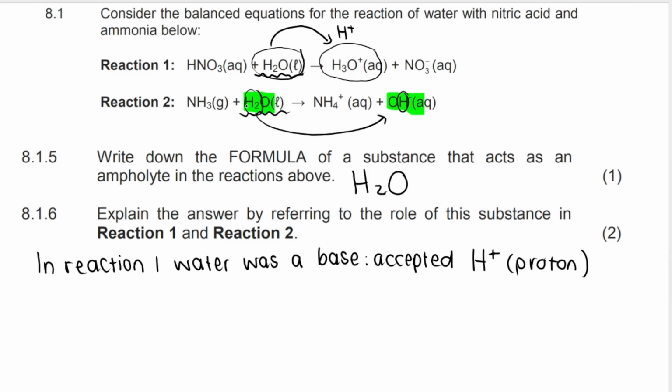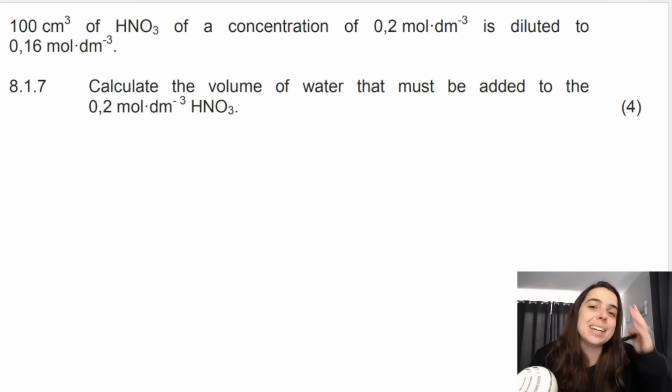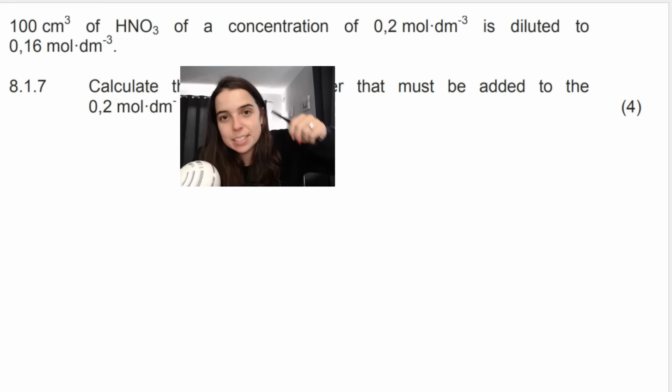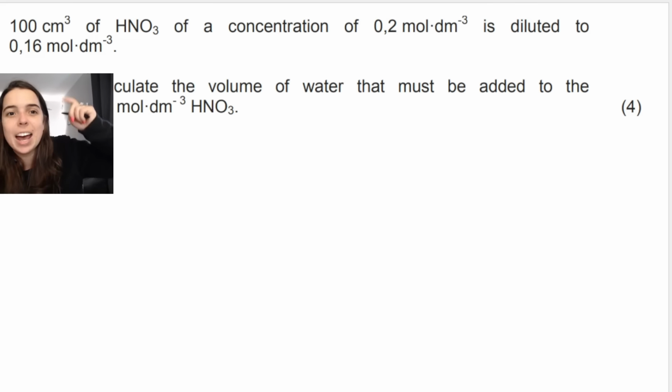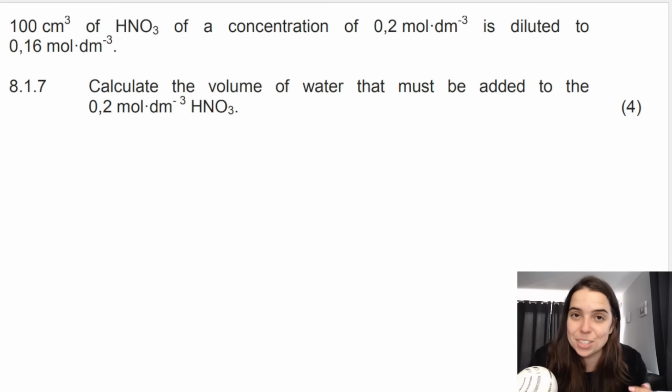It looked like it got rid of a hydrogen, meaning that in reaction 2, water was an acid. And that would be how you would explain your answer to 8.1.5. Now they're starting to give me variables: 100 cubic centimeters, concentration, another concentration, calculate volume. So we're heading into stoichiometry.